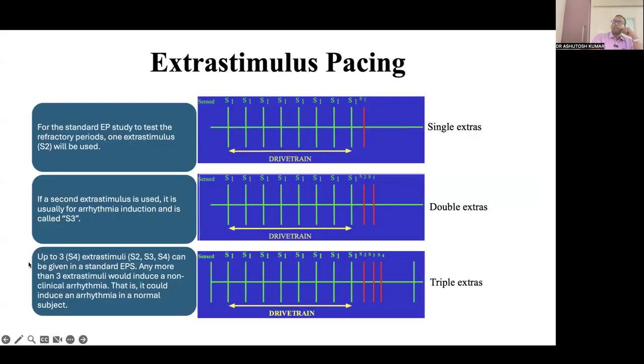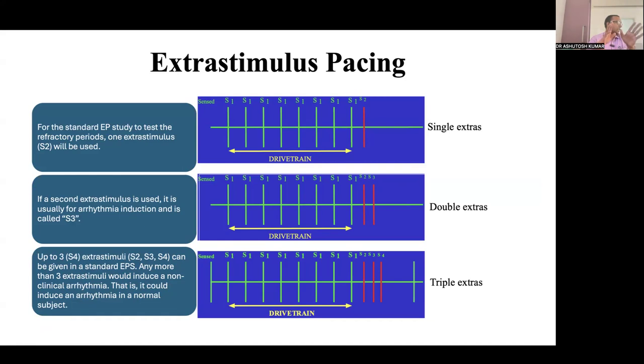It is told that with the S4 protocol, using standard, any more than 3 would induce a non-clinical arrhythmia, that is, it would induce arrhythmia in a normal subject. So if you are going too aggressive, we use the word aggressively, we are inducing it. If you put 3 extras and go to 200 or 180 millisecond cycle length, the patient may develop VT or atrial fibrillation.